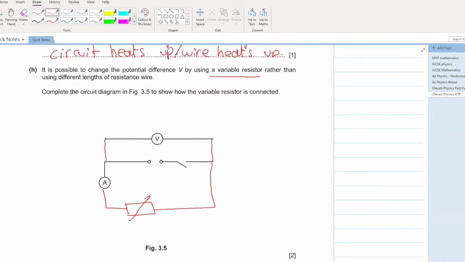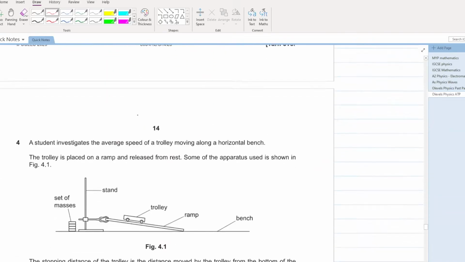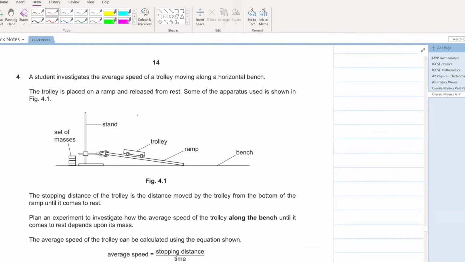I hope we have no more parts. We are on part H of this question. What a gigantic question. Let's move ahead. A student investigates the average speed of a trolley moving along a horizontal bench. The trolley is placed on a ramp and released from rest. Some of the apparatus used in figure 4.1 are shown.